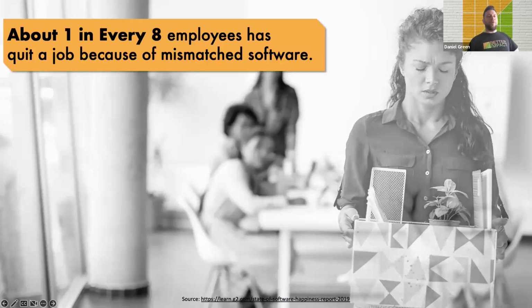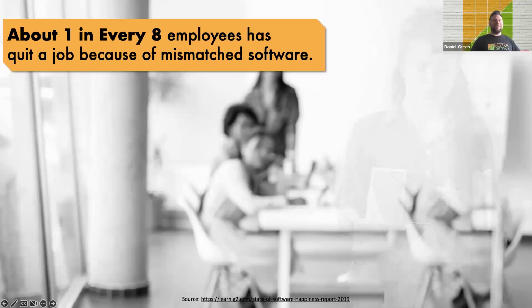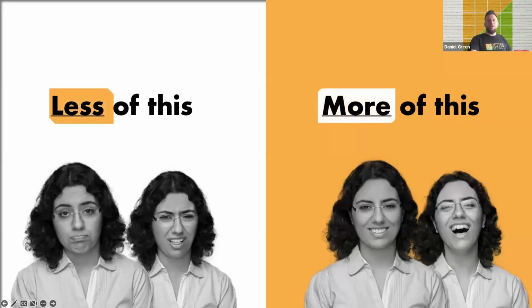So this is quite an alarming fact. About 1 in every 8 employees has actually quit a job because of mismatched software. So the fact that this is a cited reason for people leaving a job just speaks to how important it is to outfit employees with the right tools for the job. So turnover is disruptive to progress and goal attainment. So let's get you and your team working with the tools that make you feel less frustrated and more empowered and productive when you do your job.